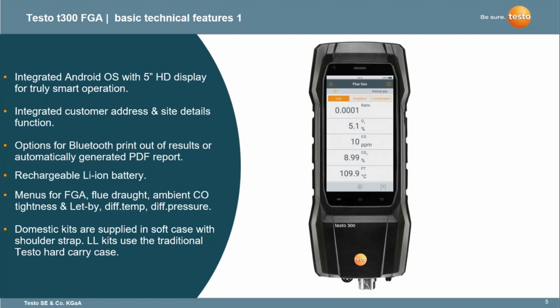You can do the traditional printout from our Bluetooth printer. The 300 itself can generate its own PDF report. So you've got a structured report with all the measurement values in, and that can be multiple tests. So it's not just about flue gas measurement. You can have combustion readings alongside tightness and let by readings, differential temperature readings, all on one report, and it's all generated internally in the device.